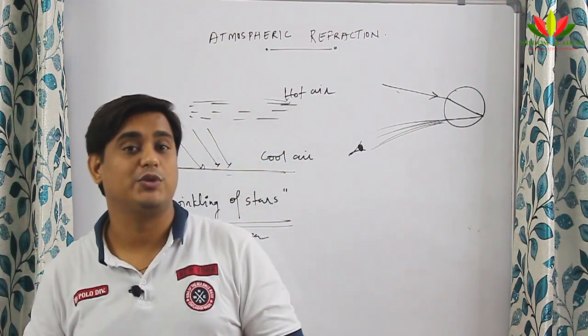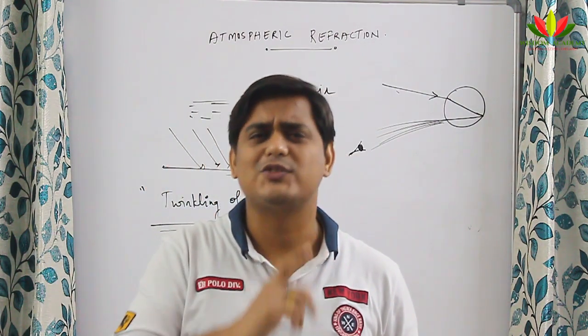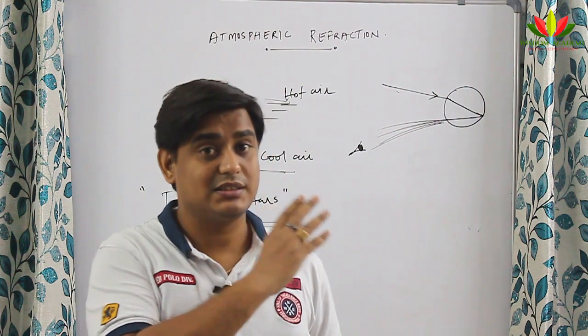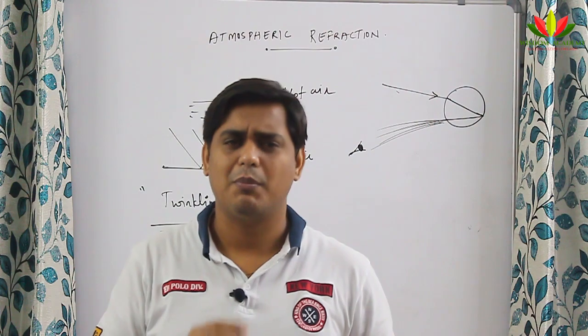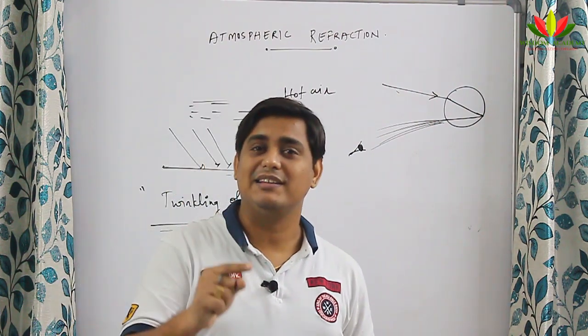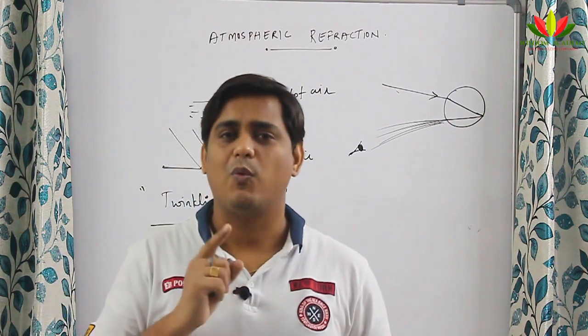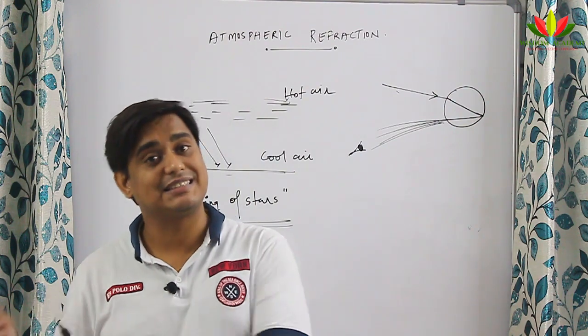Now I have a question for you here. If stars twinkle, why don't planets twinkle? Because some planets are present nearby and we see them as stars, like Venus, we see it as a star. But why don't we feel the planets twinkling? I want you to comment in the comment section and reply to me, why do the planets not twinkle? I will definitely talk about this topic in my next class.